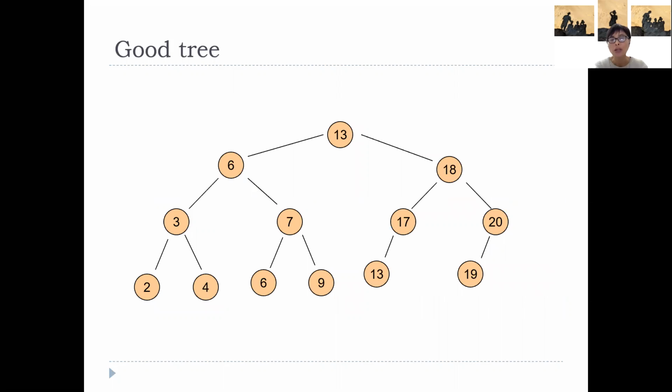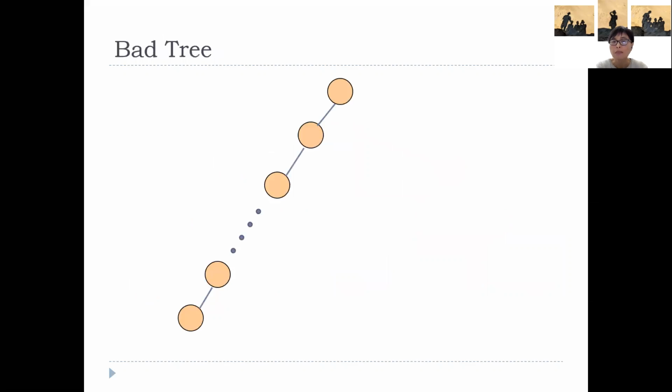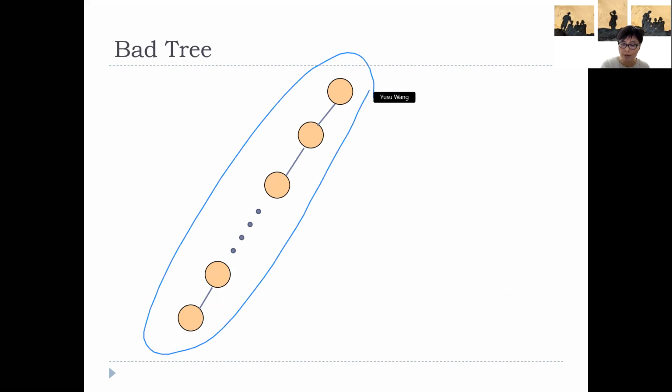Intuitively, what I'm showing here is not a complete tree, but it's a good tree because the height is low. Most nodes have both children. This is a bad tree, because here everybody has only one child, which means that the height is n. So if I perform binary search operations on this tree, that's too bad, because everything takes linear time in the worst case.